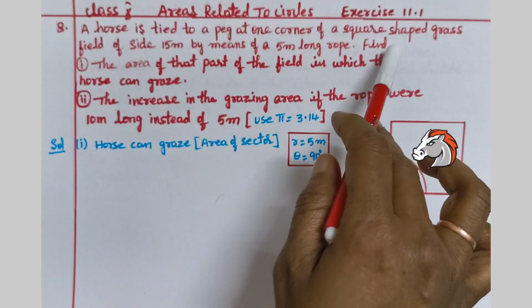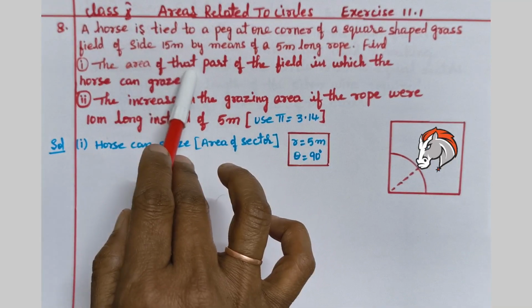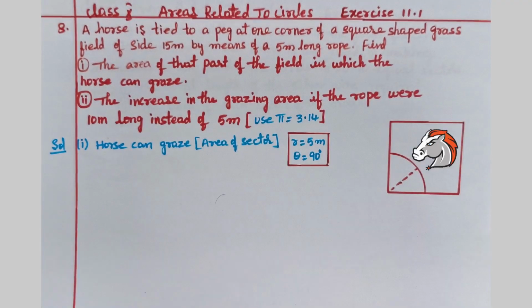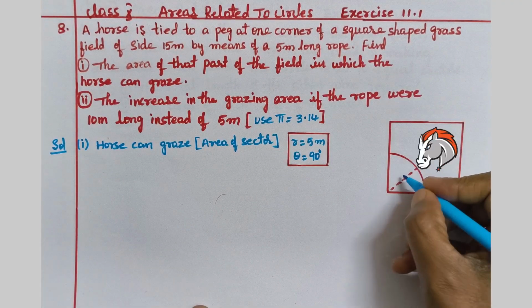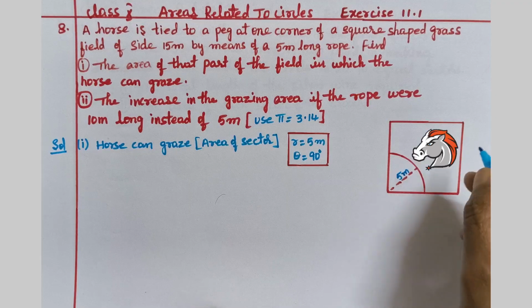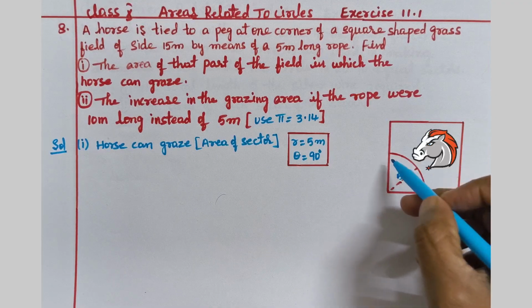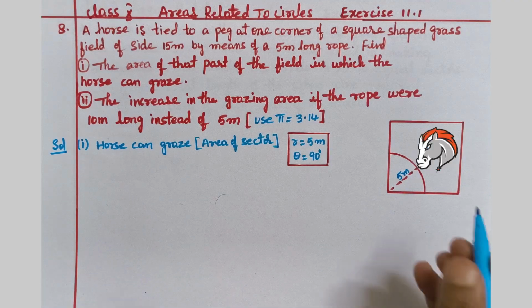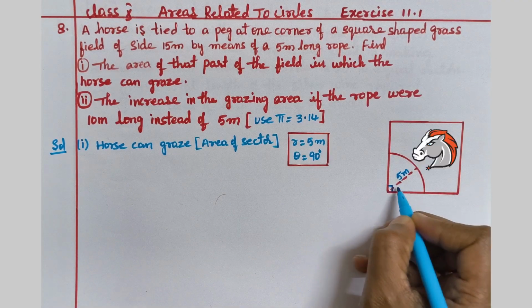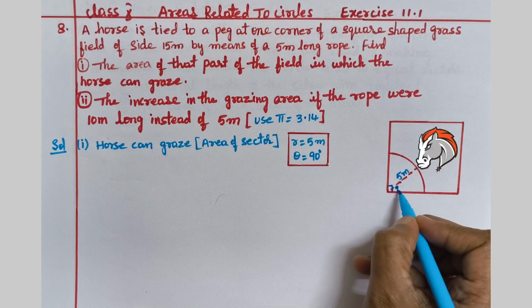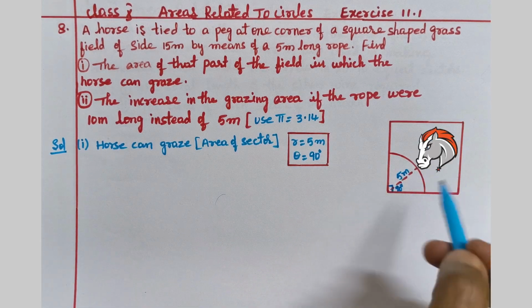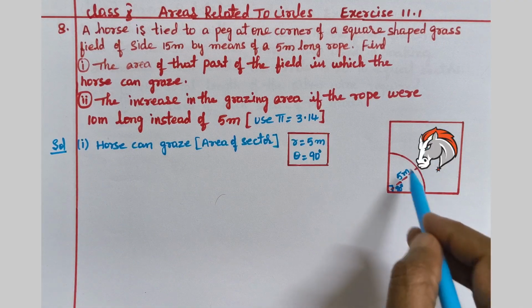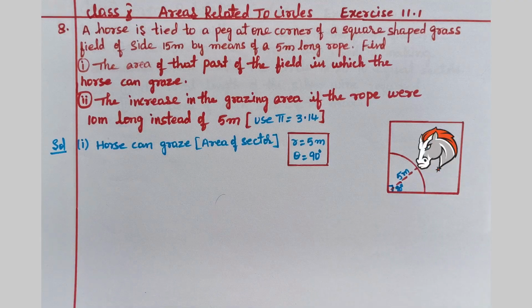Okay, next we will find what? Find the area of the part of the field in which the horse can graze. Okay, 5-meter rope to this horse is tied. Tied means this area the horse will graze. So this area we will find. This is which shape? Sector shape. Here it is a square shape field, so how much degree? 90 degree. Radius is 5 meter. Now we will find the area the horse can graze. So now which area we will find? Area of the sector we will find.